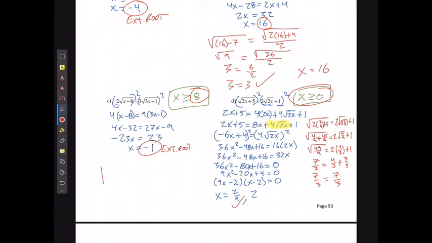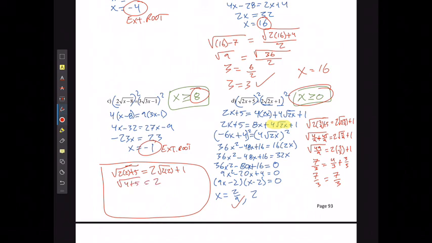All right, now I'm going to check for 2. I'm just going to use the space over here to check for the 2. And I'm going to say that if I have the square root of 2 times 2 plus 5 is equal to 2 times the square root of 2 times 2 plus 1. The square root of 4 plus 5 is equal to 2 times the square root of 4 plus 1. The square root of 9 is equal to 2 times 2 plus 1. 3 is equal to 4 plus 1. 3 is not equal to 5. And here is my extraneous root.